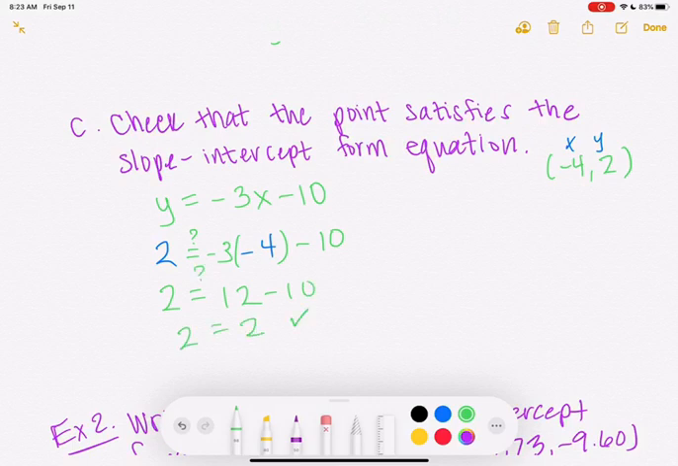All right, what'd you get? I plugged in the 2 for the y, the -4 for the x. I have 2, does that equal -3 times -4, which is a positive 12, minus that 10, ends up being 2 equals 2, so it did check out. Very cool. Let's do 2 more examples. They're kind of big though, but let's try them.